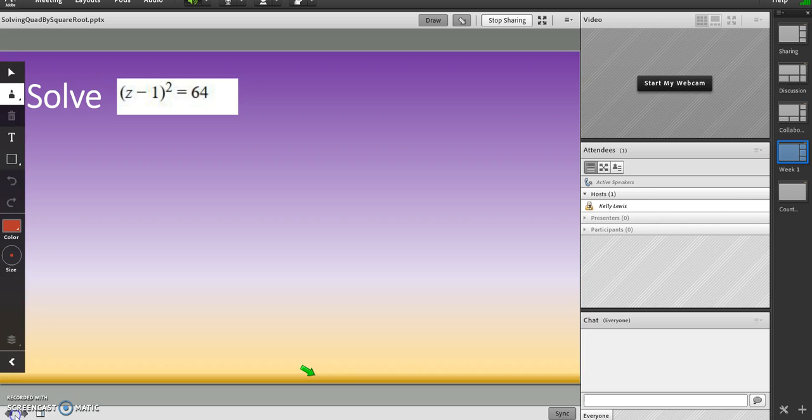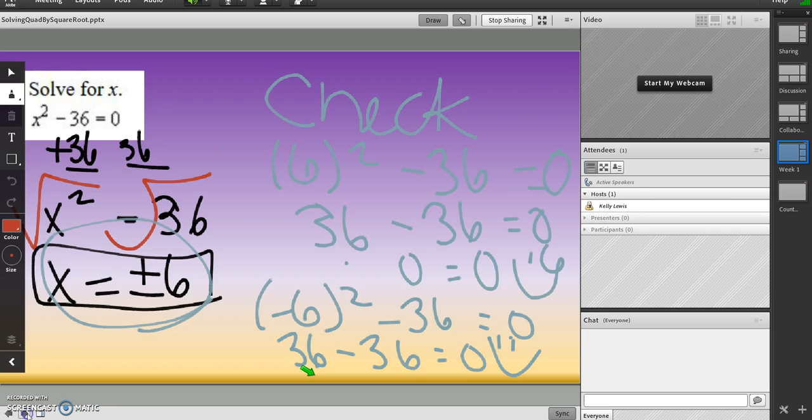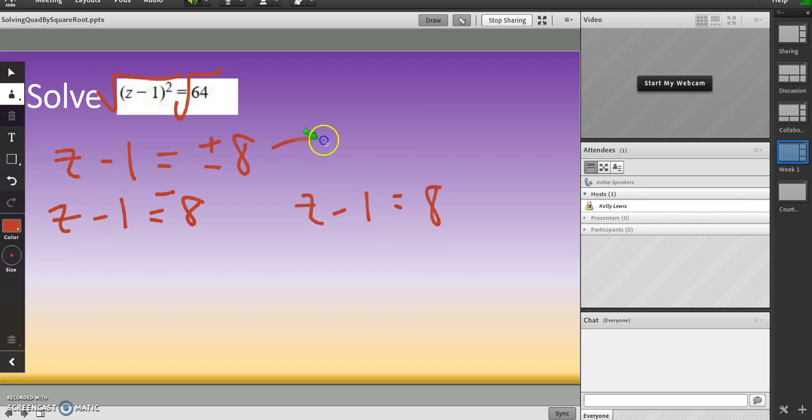All right, notice in the ones we did before, x squared was by himself. The term was by himself. Now we've got parentheses. So don't do anything with that 1. We've got to get rid of the square first. So we have z minus 1 equals, anytime you take the square root, you do plus minus, and the square root of 64 is 8. So we have two equations here. We have z minus 1 equals negative 8, and we have z minus 1 equals positive 8.